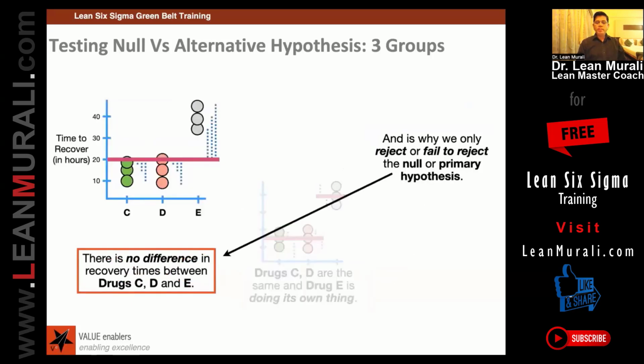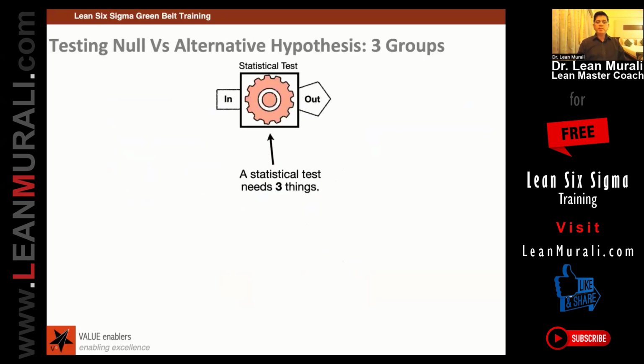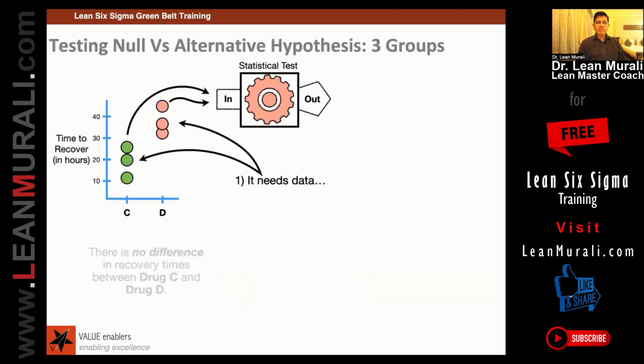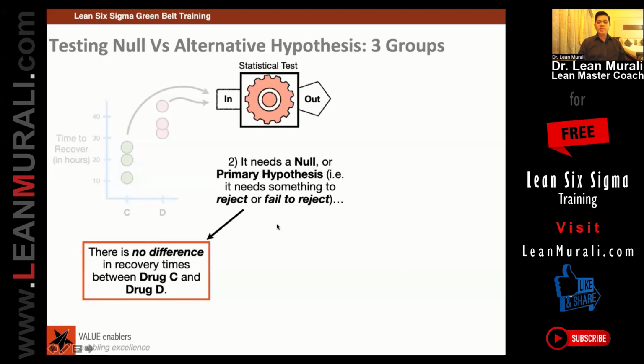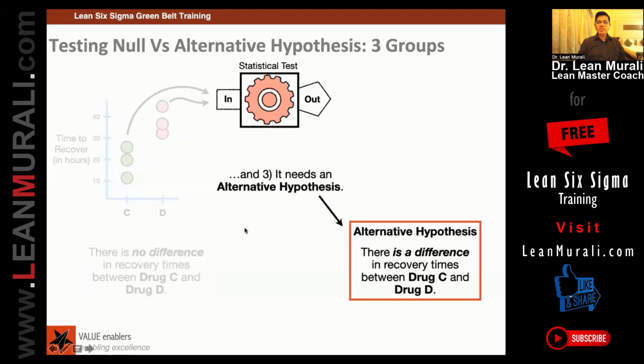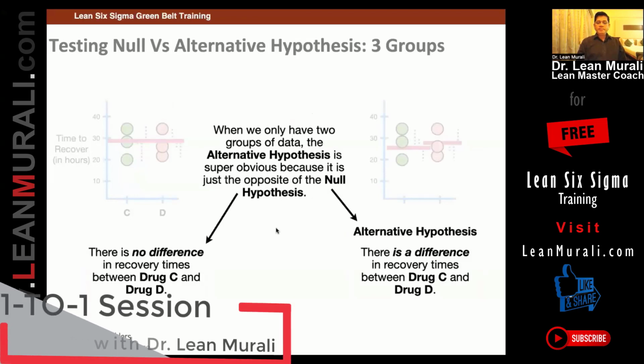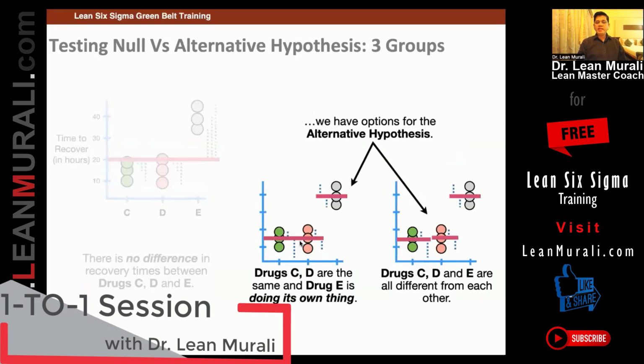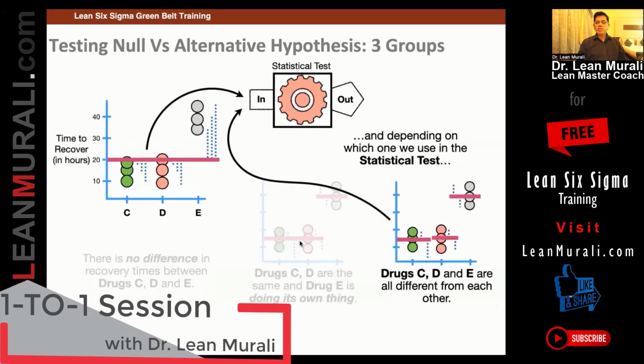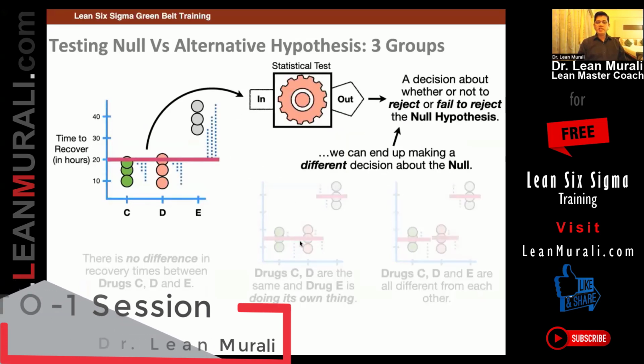So there can be too many possibilities. So in summary, a statistical test consists of three things. It needs data. Second, it needs a null or primary hypothesis. Third, it needs an alternate hypothesis. So we have to group the data. And then we said that we'll have an alternate hypothesis, have the statistical test, and then end up in this computer.